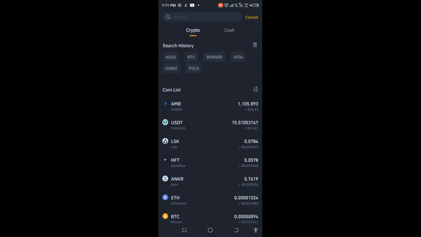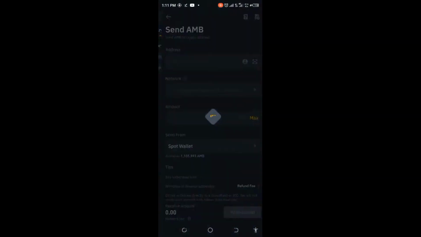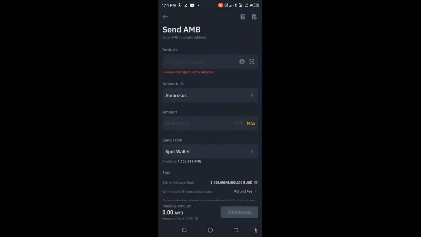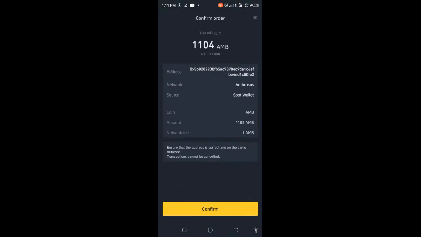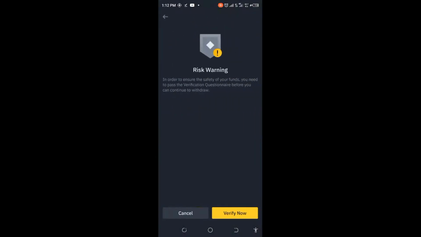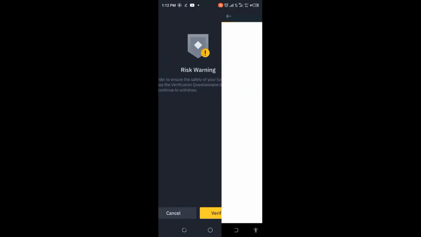You can see everything is here right now, and then we click on crypto network and we put in the address there. Good. We put max. I guess everything is good to go. Let's take a screenshot as usual, and then we click on withdrawal. Good. Is everything fine? Let's see that. Confirm. All right. Let's click on verify now.